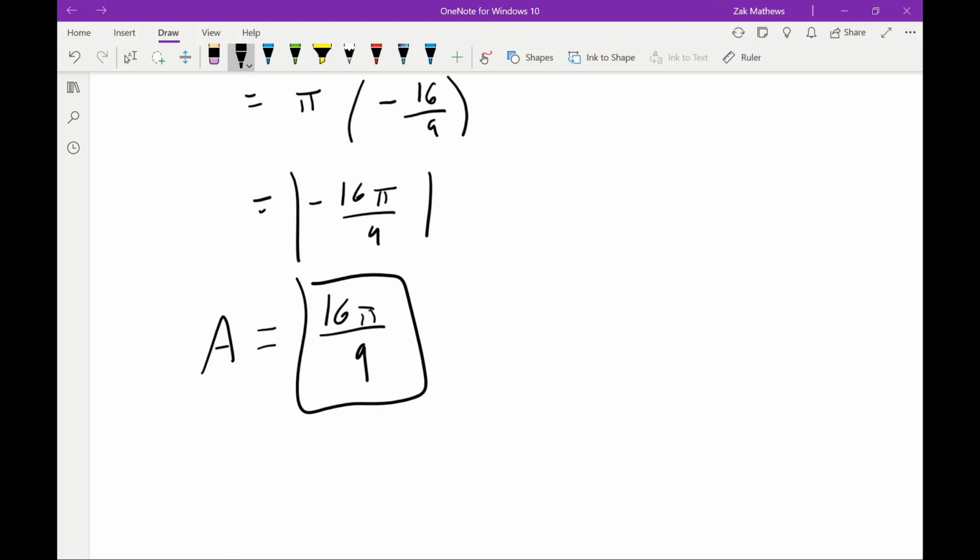So surface area, like with arc length, is very formulaic. We need to know that formula, but once we have that formula, it's just kind of plugging and chugging. We've got to know how to solve the integral, but it's just plugging in and solving.